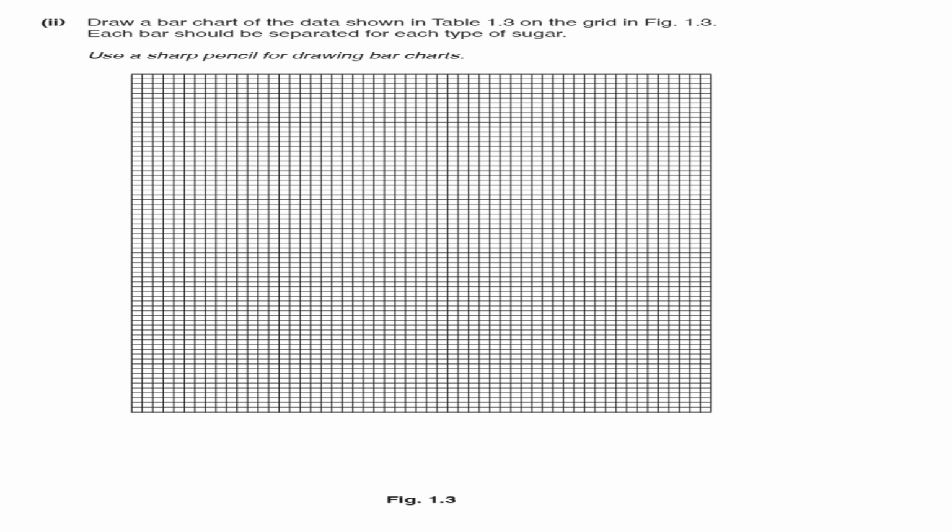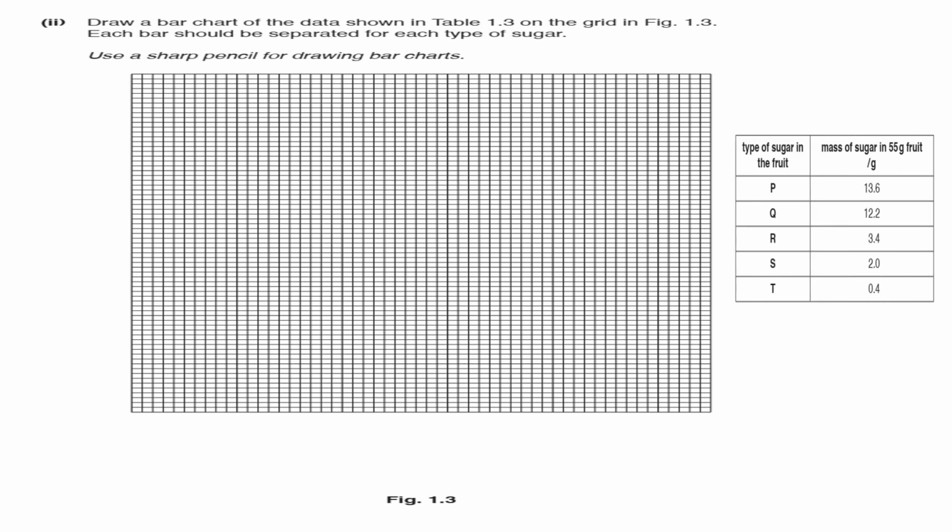Part two: draw a bar chart of the data shown in table 1.3 on the grid in figure 1.3. Each bar should be separated for each type of sugar, even if this separating line is not written in your exam. Please, when you draw a bar chart, leave this space between column and column, bar and bar. Okay? Now, where is the table? Type of sugar in the fruit? This type is called a categoric table or graph. Why? Because here we have letters or types of sugar.